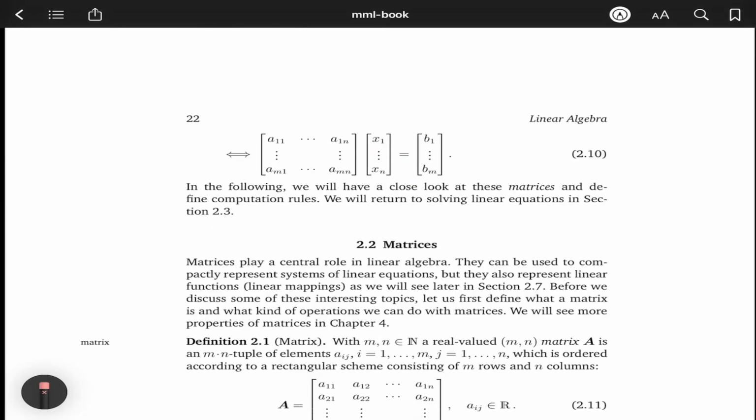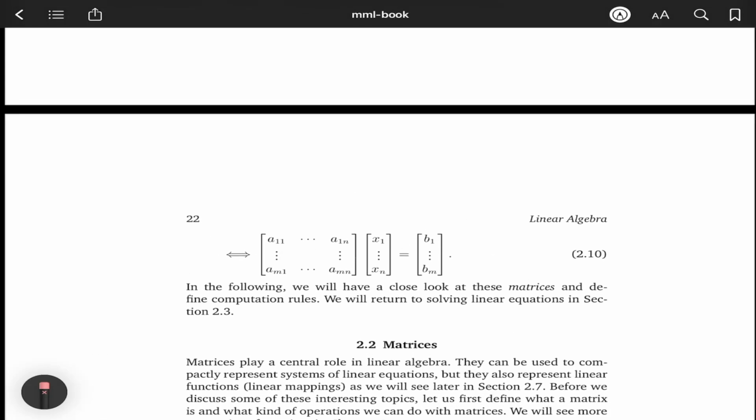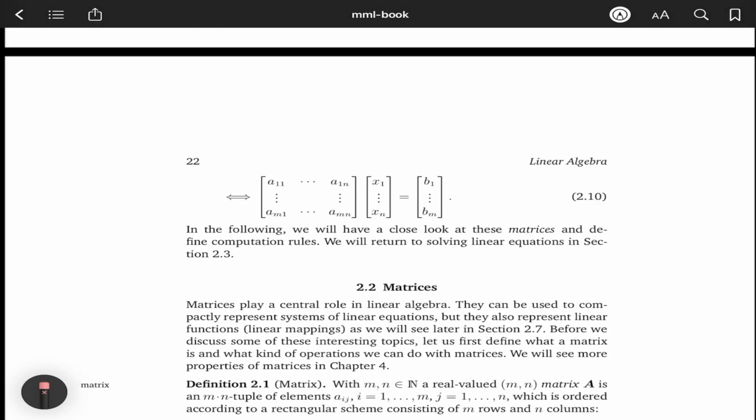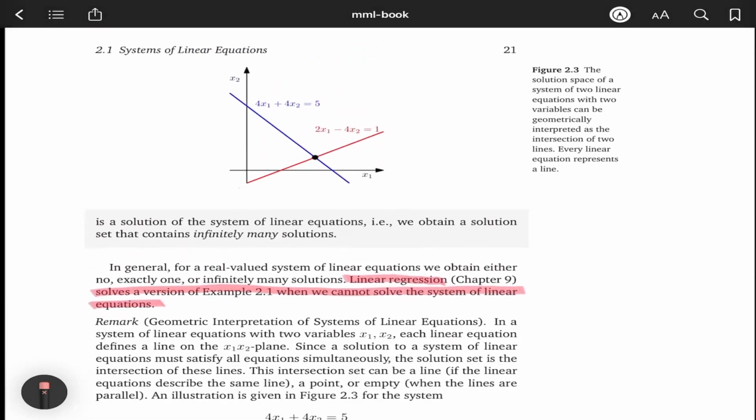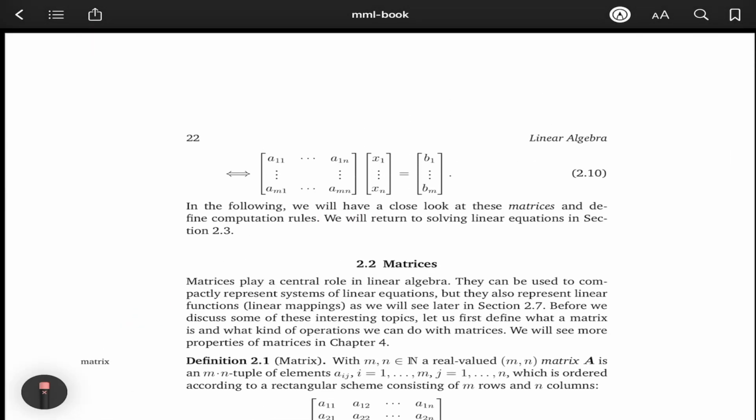That's good. In the following, we will have a close look at these matrices and define computation rules. We will return to solving linear equations in section 2.3. All right, so I think the next chapter is about matrices. And then we will move on. Yeah, okay, thank you.